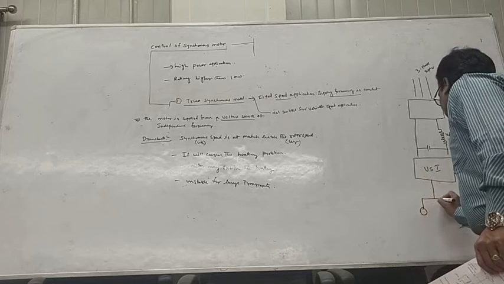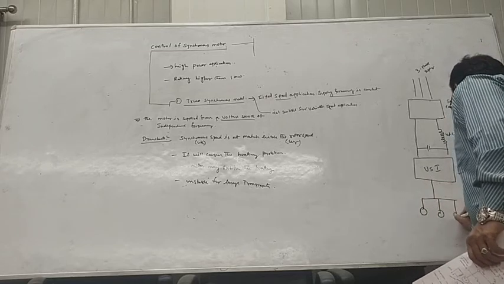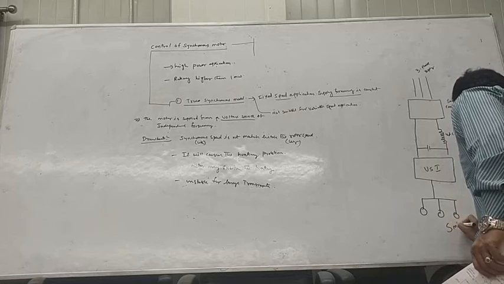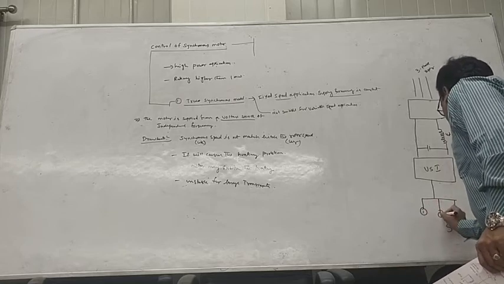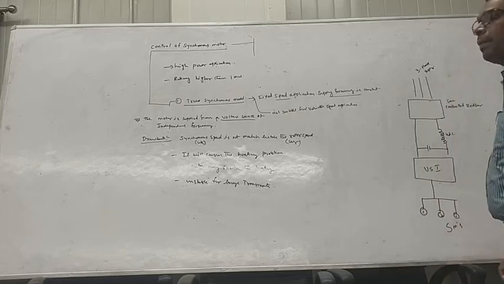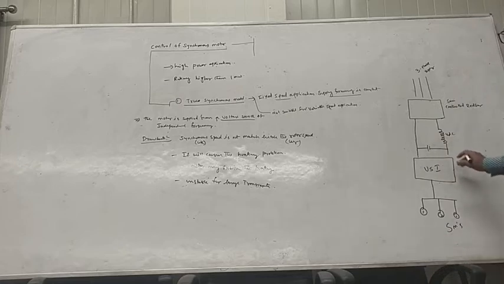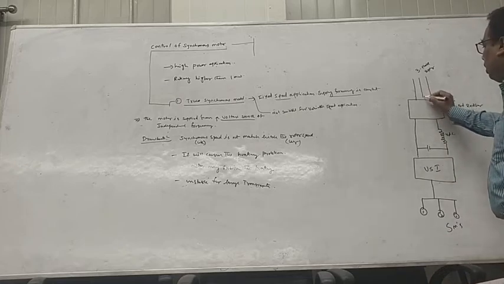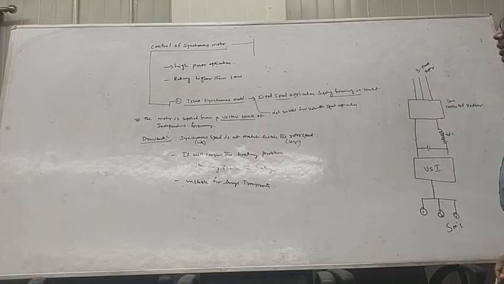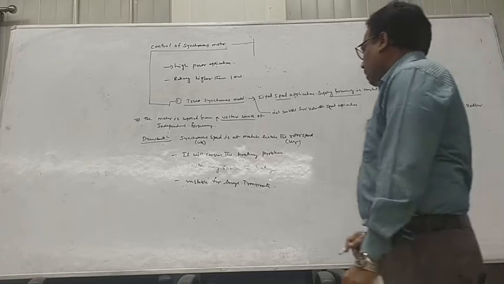Maybe multiple synchronous motors are controlled. These are synchronous machine 1, synchronous machine 2, and synchronous machine 3. So this is the general block diagram of a true synchronous model.